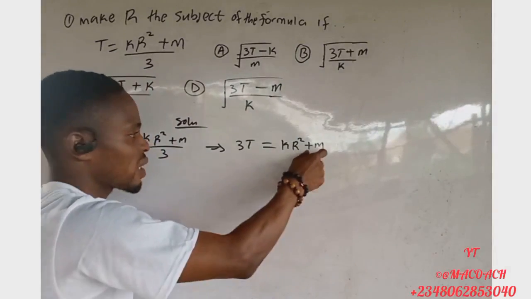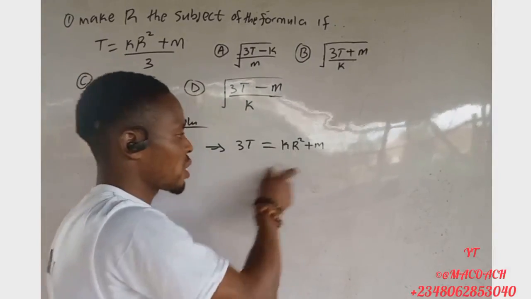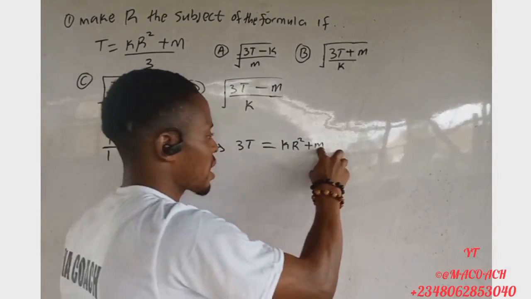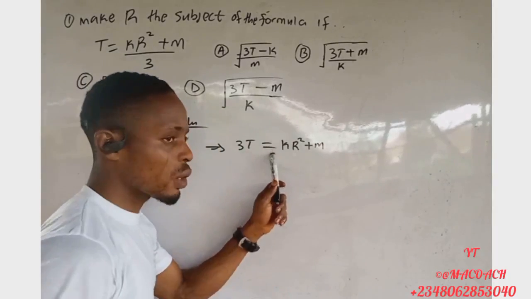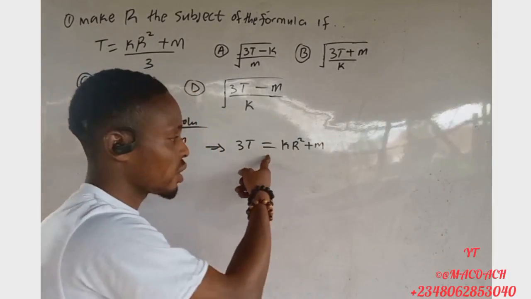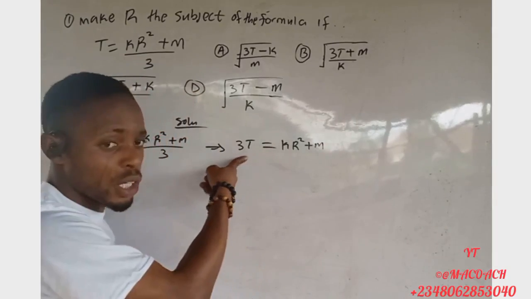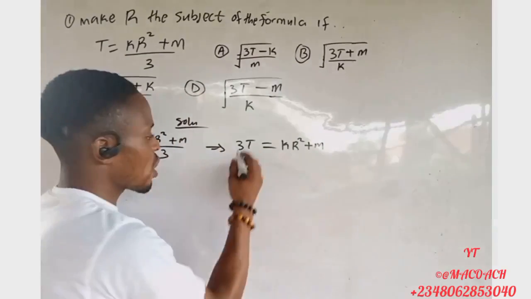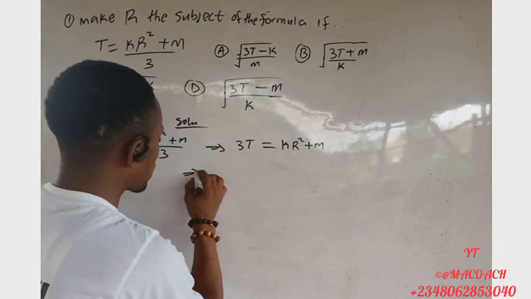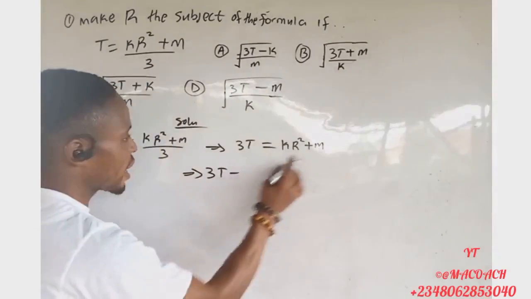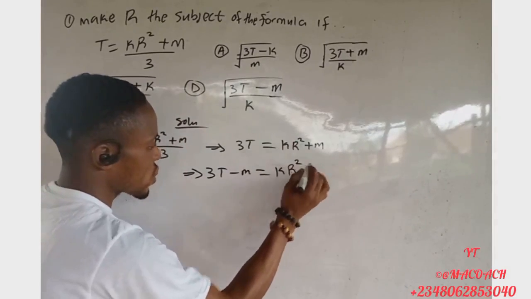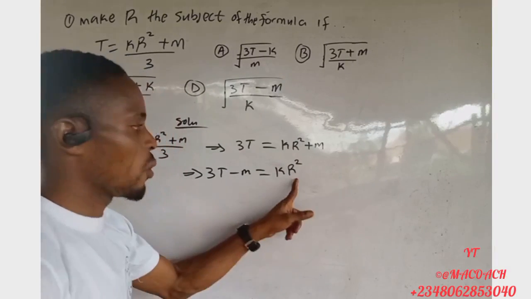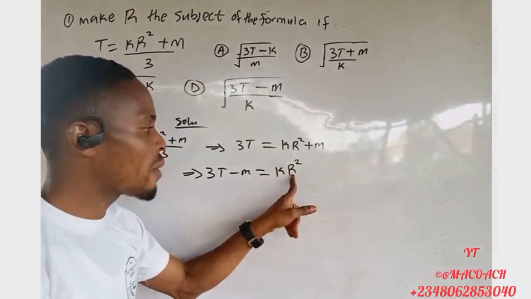So now let's take this plus m to this side. The equal sign acts as a bridge, so the sign will change. This plus will change to minus when it comes to this side. We have 3t minus m equal to kr squared. We are still working towards our r, and r is still attached to this k.